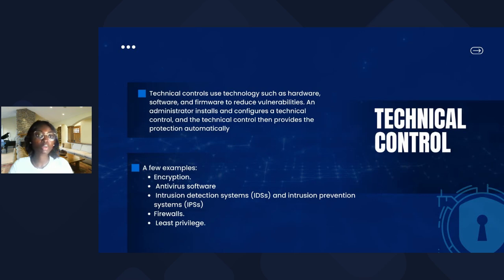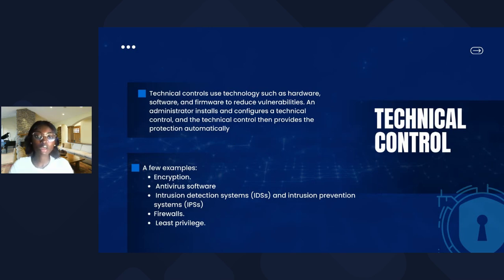You need to implement security policies so that your organization follows them, right? So in terms of technical control this time around, we are using technology to ensure that our organization achieves the overall security plan that they have, right? And remember, the administrators are the ones to help implement and configure these technical controls, right?